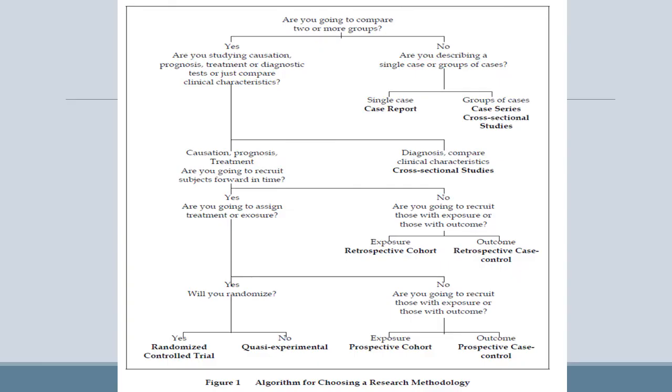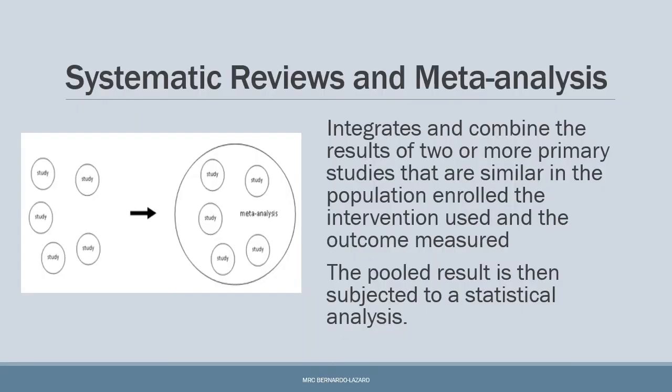Having discussed the different analytical studies, let me show you this algorithm for choosing an analytical research design. The study designs mentioned are all primary study designs, meaning their results were obtained from individual subjects. When you pool these studies into one, you'll have a systematic review or meta-analysis. That's why these are called studies of studies, and they are the highest in the hierarchy of studies.